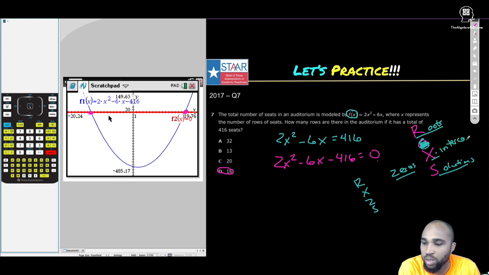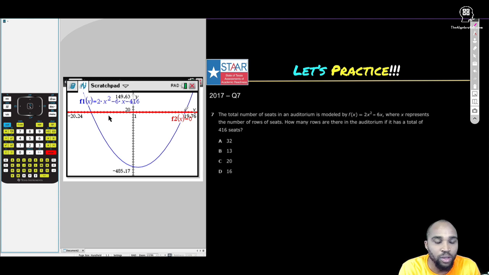X-intercepts. So just include the Z in there, RXS, but you also include the Z. Roots, intercepts, and solutions. All right, so this is what these will be referred to. What are the roots? What are the solutions? What are the zeros? So how do I find that?